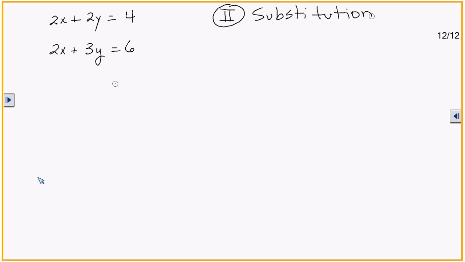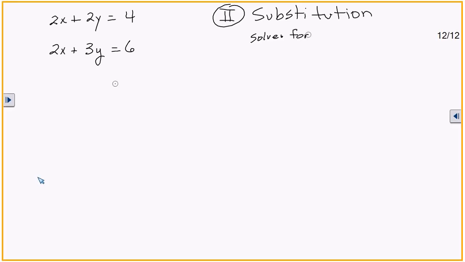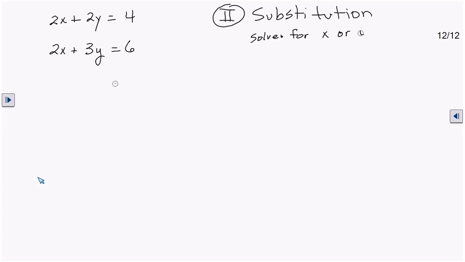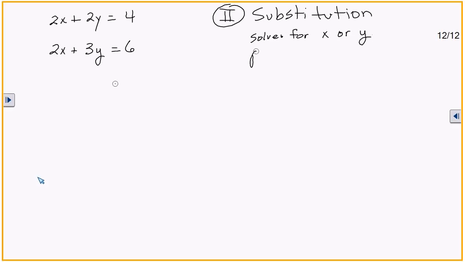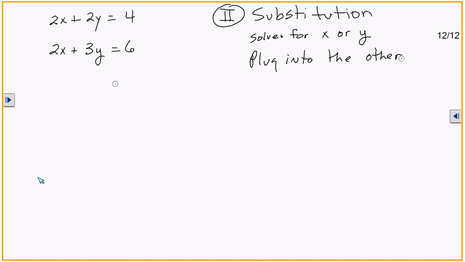Substitution is where you solve one for y or x, and plug into the other. We talked a little bit about this with composition. Composition is a form of substitution.